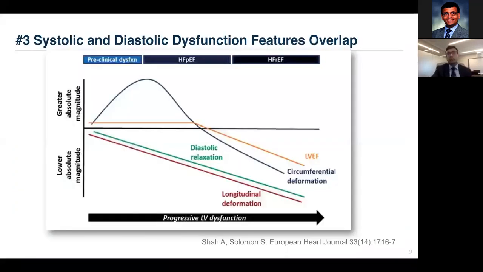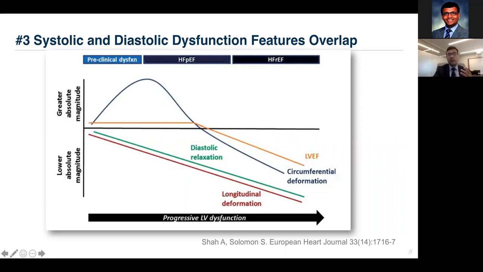Another concept that is very interesting to see and understand is the continuum of cardiac mechanics as it relates to the phenotypes of heart failure with preserved ejection fraction and heart failure with reduced ejection fraction. There is data to suggest that the LV mechanics start deteriorating in patients who have heart failure with preserved ejection fraction. So your longitudinal strain starts going down right away.